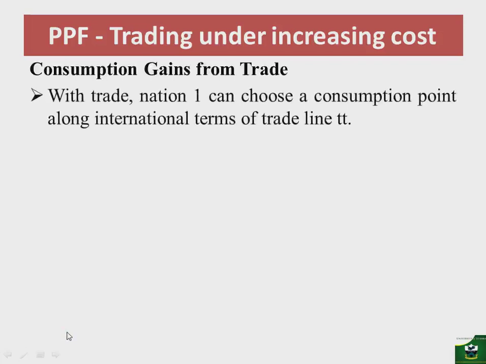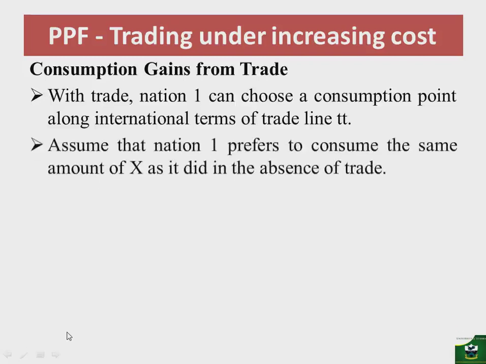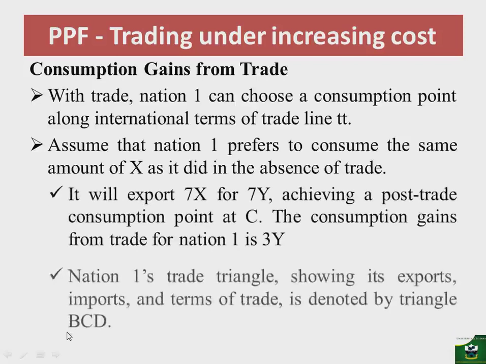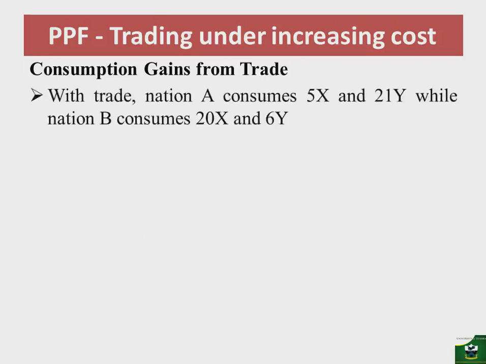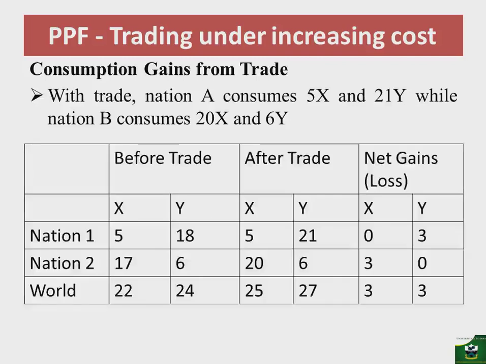So with trade, Nation 1 can choose a consumption point along the international terms of trade line, which is TT. And if we assume that Nation 1 prefers to consume the same amount of X, then Nation 1 will go to point C and Nation 2 will go to point C prime. So given this information, we see that with trade, Nation 1 consumes 5 of X and 21 of Y, while Nation 2 consumes 20 of X and 6 of Y. So this is the information that we have.